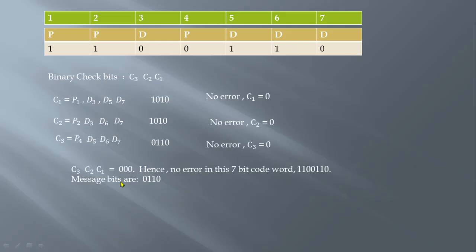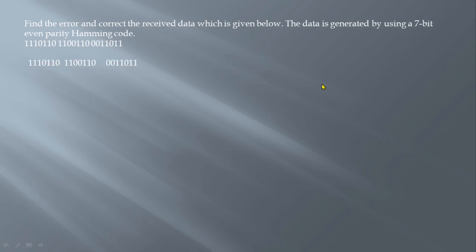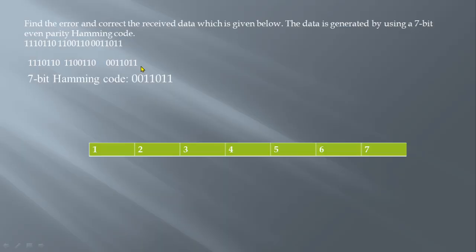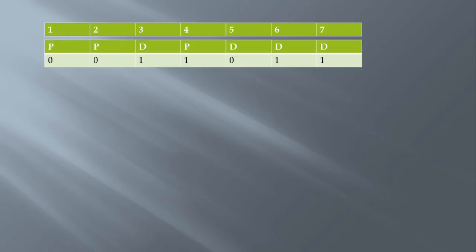So the message bits are D3, D5, D6, D7. Those are 0, 1, 1, 0. The next group of bits is 0, 0, 1, 1, 0, 1, 1. You have to find the error in these bits also. The same procedure, that is C3, C2, C1.